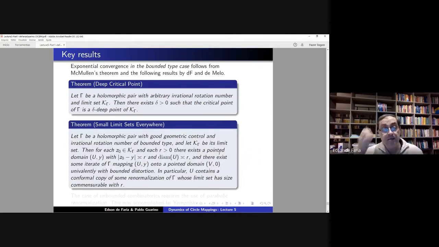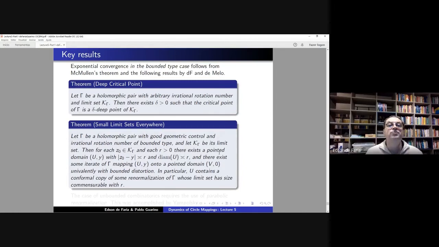And the second is this uniform twisting condition. So we show that arbitrarily near any point in the limit set of a holomorphic commuting pair, you will find small copies of high renormalizations of your commuting pair, which in particular are nonlinear, right? Okay, so this result requires a bounded type hypothesis on the rotation number. We can only show this result for bounded type rotation numbers.